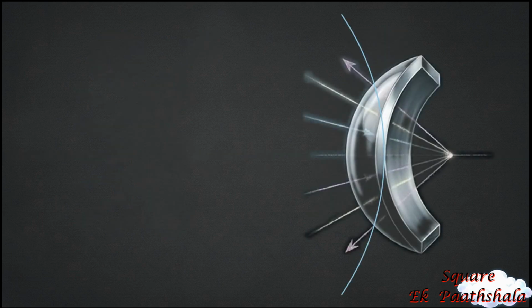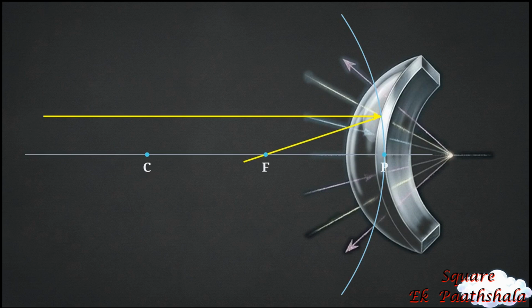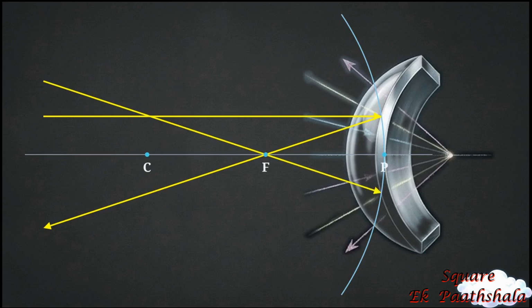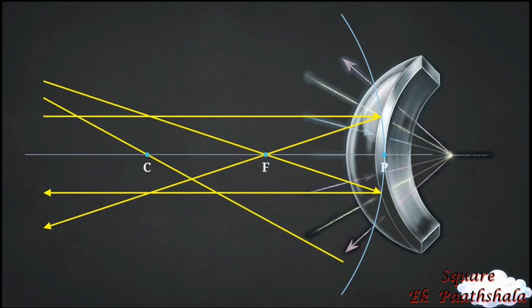To predict exactly what those mirrors will show, this diagram tracks three standard paths. Rule 1: any ray traveling parallel to the principal axis reflects directly through the focus. Rule 2 is the exact reverse: a ray passing through the focus reflects parallel to the axis. And Rule 3: any ray coming from the center of curvature strikes the mirror at 90 degrees and bounces straight back along its own path.